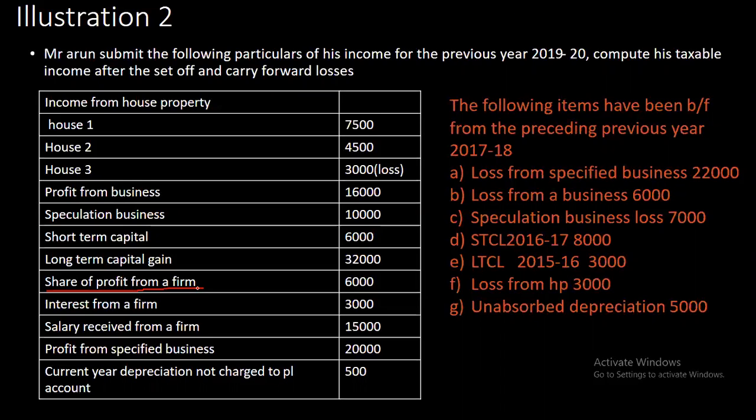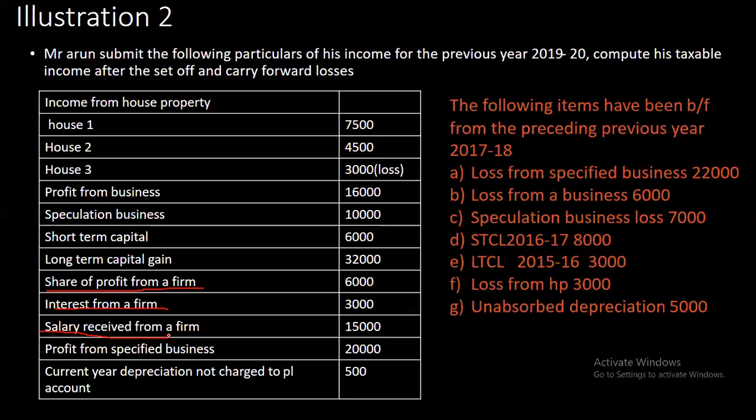The interest from a firm should be taxable under the head of business, and the salary received from a firm should also be recorded under the head of business income and be taxable. Then profit from a specified business should also be under business income. Then the current year depreciation, which is not charged to the P&L account, must be deducted from the income from the business.